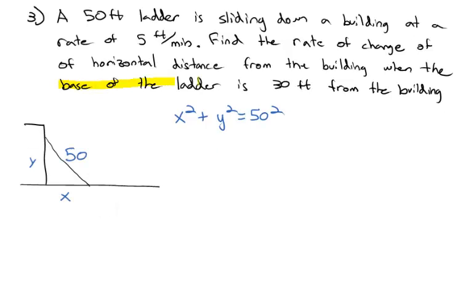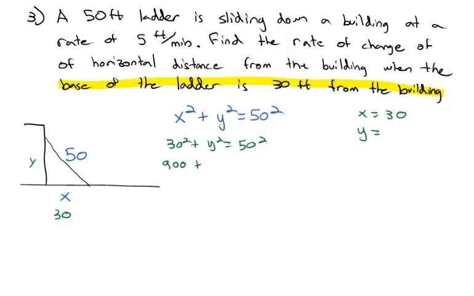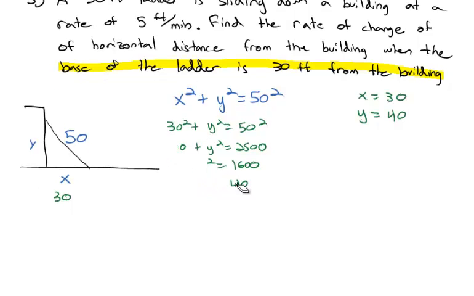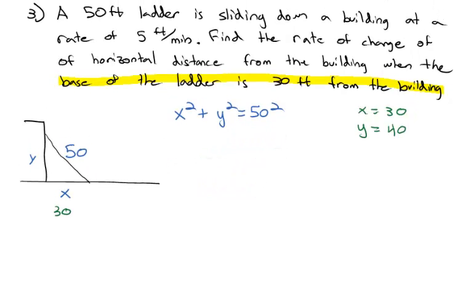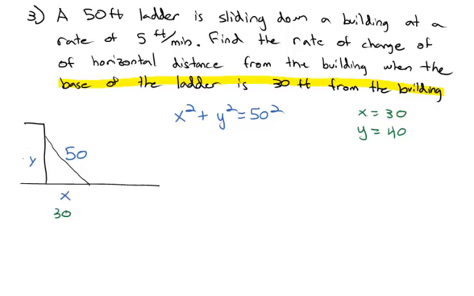We also know that the base of the ladder is 30 feet from the building at this moment. Now it's sliding, but at this moment it's 30 feet from the building. So x is equal to 30. What's y at that point? Well, the Pythagorean theorem will tell us that 30 squared plus y squared equals 50 squared, and 30 squared is 900, plus y squared is 2500. Subtract the 900 and we get 1600, so y is equal to 40. So that's just basically using the Pythagorean theorem so that we know at that point when x is 30, y must be 40 for the ladder to be 50.